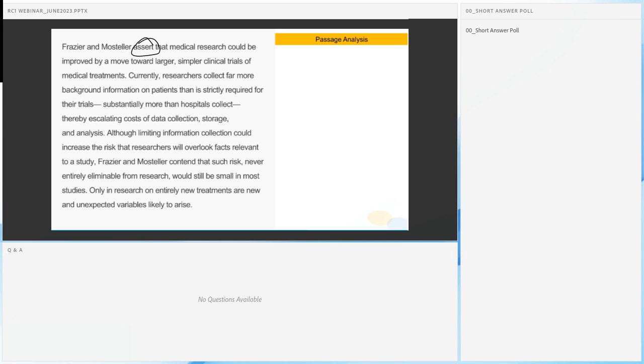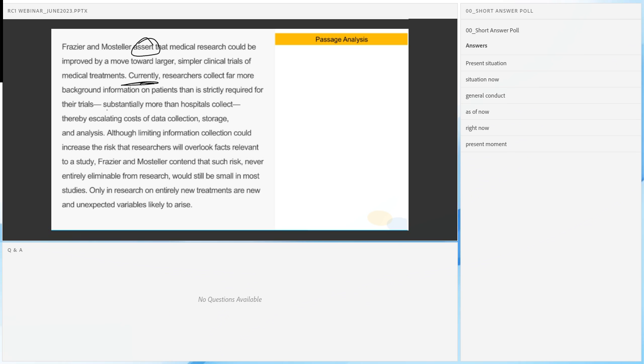Currently, what does currently mean? Currently is a really important keyword as well. Currently means what's happening today, in the present situation, which means when you see the word currently, you'd also see what was done in the past or what might happen in the future. So that's really important. When you read these keywords, you can predict what's going to happen going forward, or give one or two options. Currently, researchers collect far more background information on patients than is strictly required for their trials.